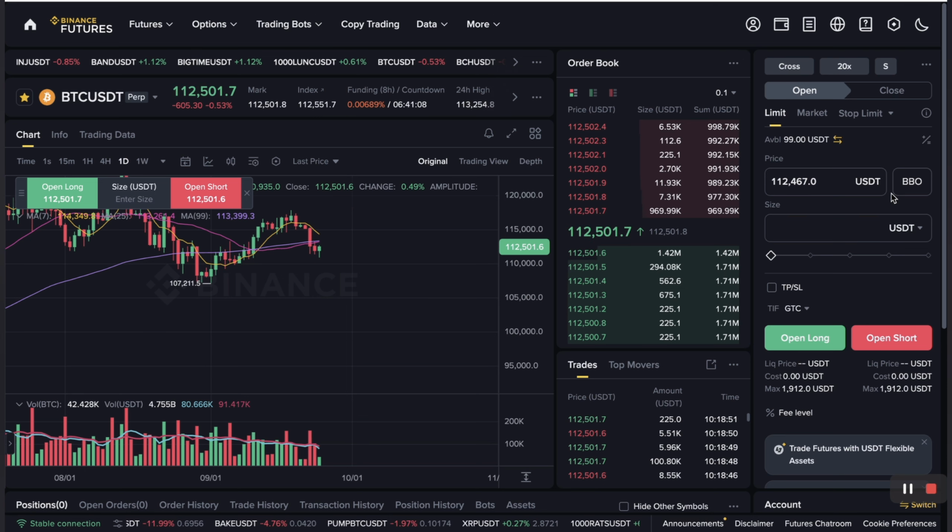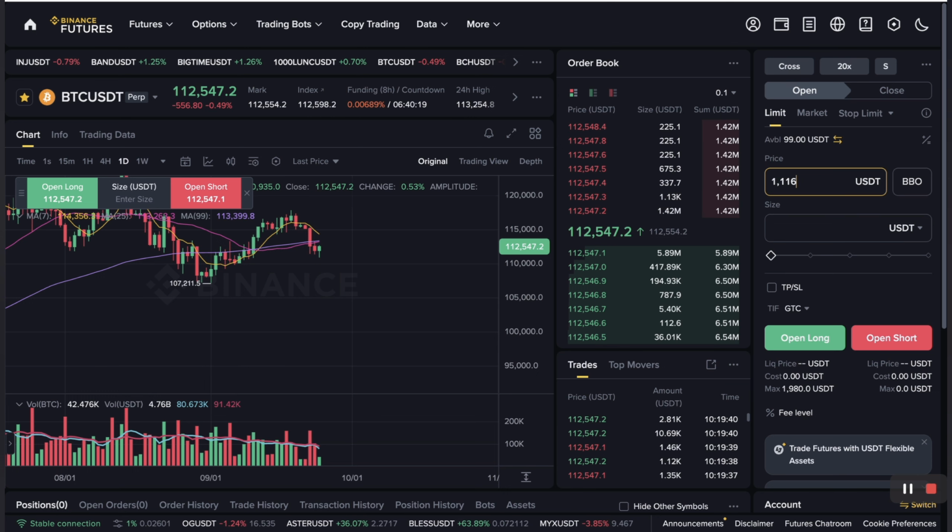So I can use $10 out of my profits. If you calculate $10 times 20, it will give you $200. Right now I want to buy BTC around 111,600. I will make sure to go for 111,600. That is the way I want to buy my BTC.